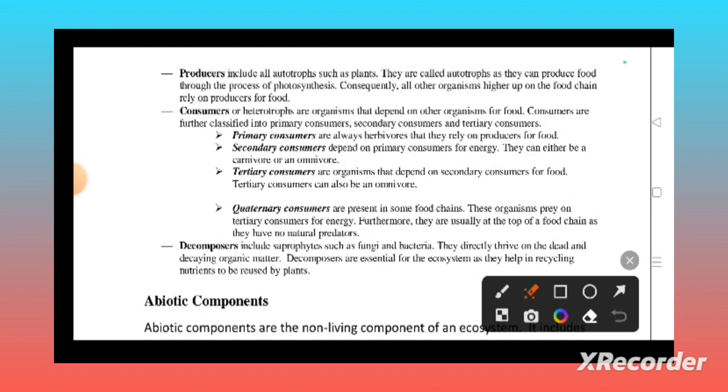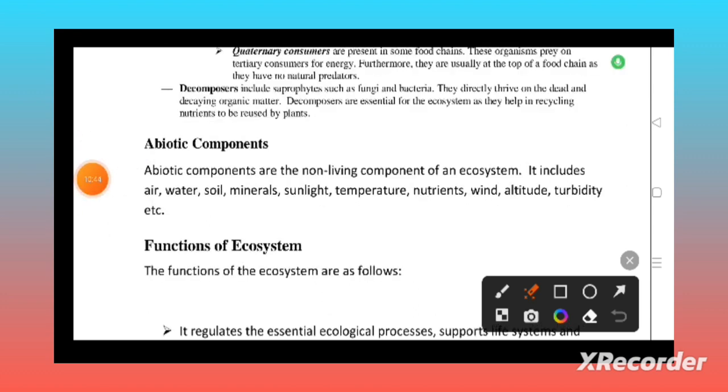Secondary consumers feed upon the primary consumers, tertiary consumers feed upon the secondary consumers, and quaternary consumers feed upon the tertiary consumers. Primary consumers are also known as herbivores, like cows, goats and all grazing organisms, which come under the primary consumers. And decomposers include saprophytic fungi and bacteria.